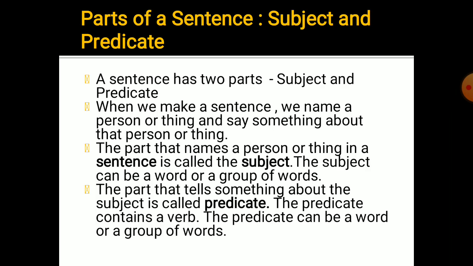sentence. Now, children, a sentence has two parts, subject and predicate. When we make a sentence, we name a person or thing, and we also say something about that person or thing. The part that names a person or thing in a sentence is called the subject. And subject can be a word or a group of words. And the part that tells something about the subject is called predicate. Predicate contains a verb, and predicate can also be a word or a group of words.